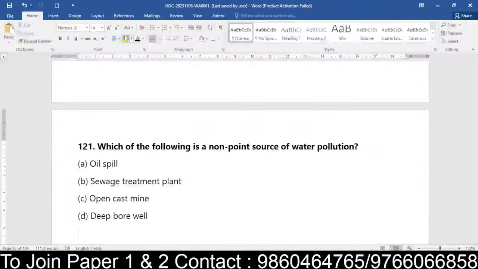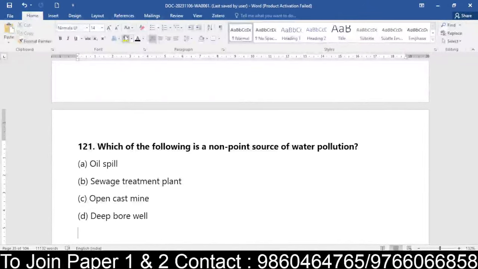Coming to question number 121, which of the following is a non-point source of water pollution? When I'm talking about water pollution, which comes as the non-point source? The options are oil spills, sewage treatment, open cast mine, or deep bore well. If anyone doesn't know what a non-point source of water pollution is, it comes from certain sources.